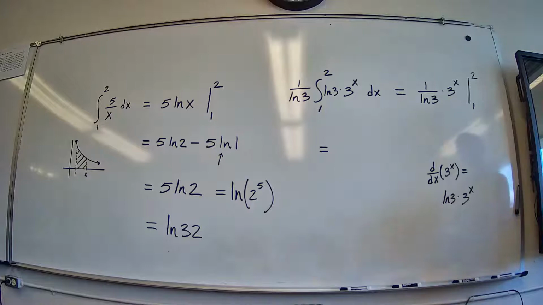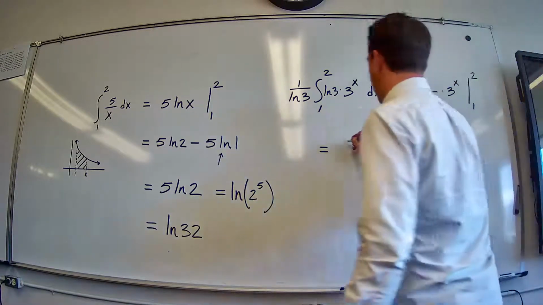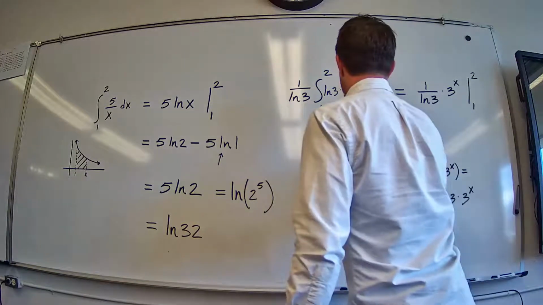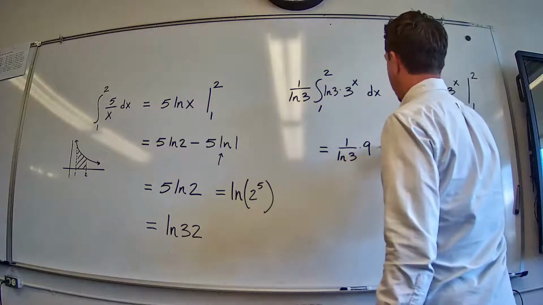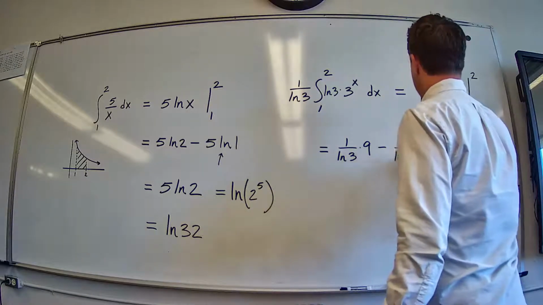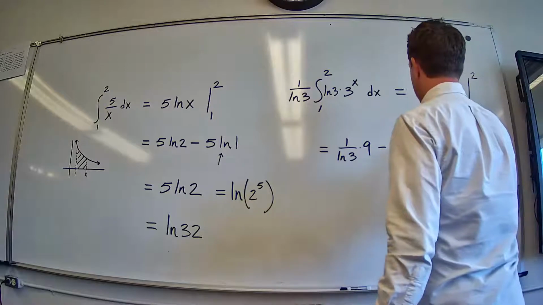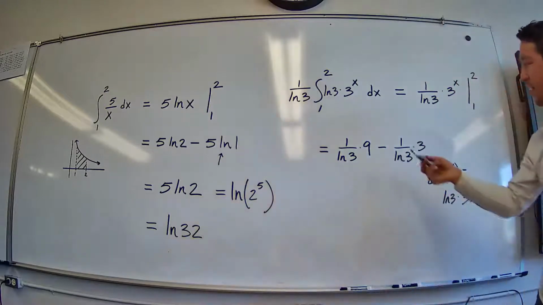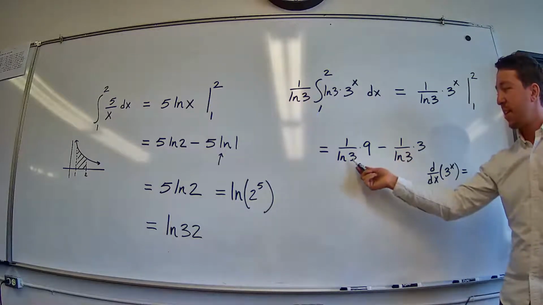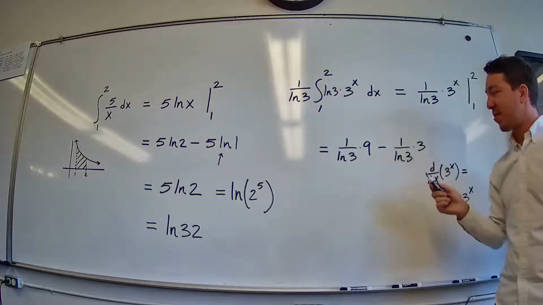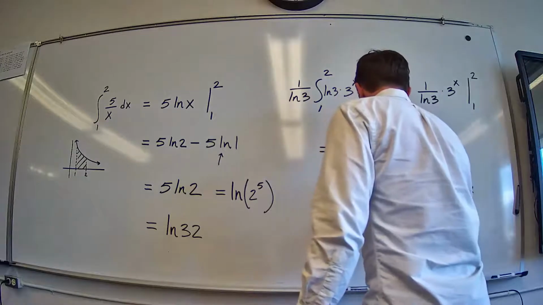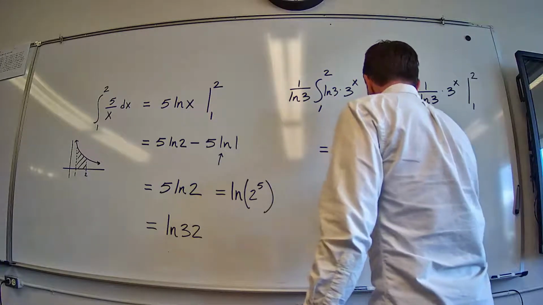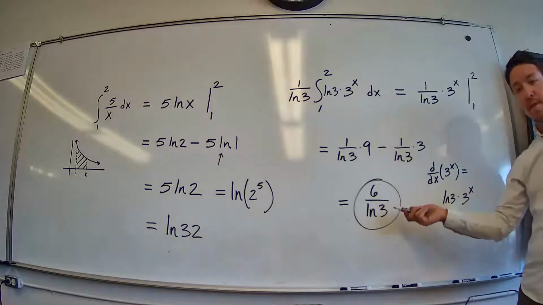So, are we gonna get any sort of wacky answer here? I mean, I don't know. Let's see. Plug in the 2, you get 9. Plug in the 1, you get 3. I got 9 acorns minus 3 acorns. So I have 6 acorns. Cool beans? You guys see why the answer would be written like that?